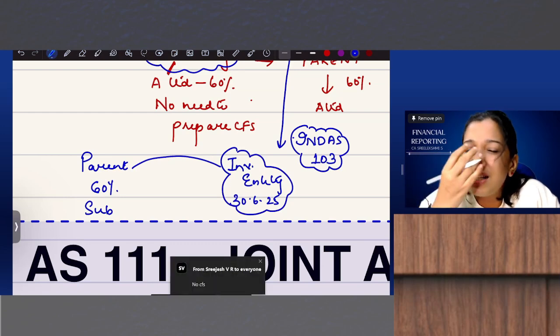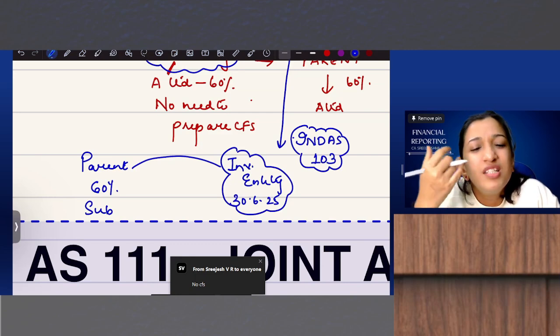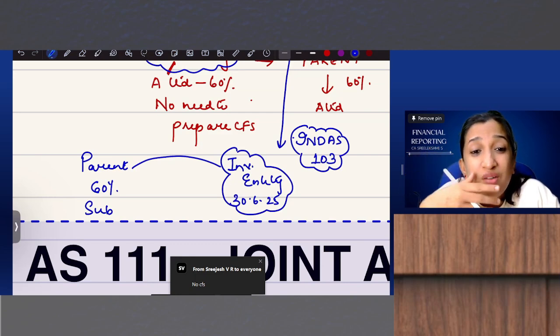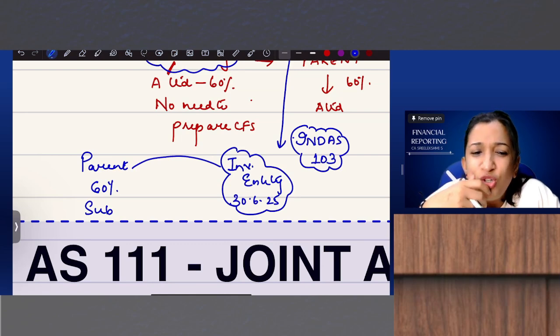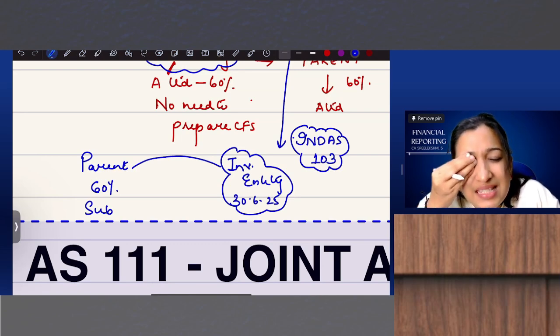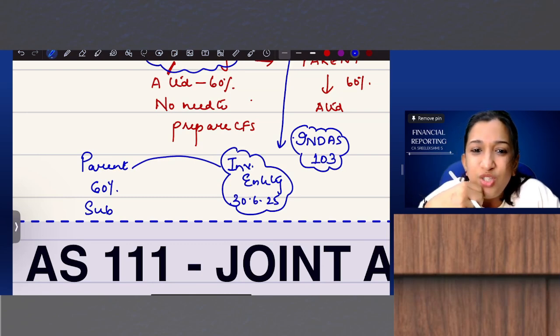No CFS. It is like disposal journal entries. No CFS. So what should be the journal entry? Can you please guess? And your guesswork will be correct. What will be the journal entry?